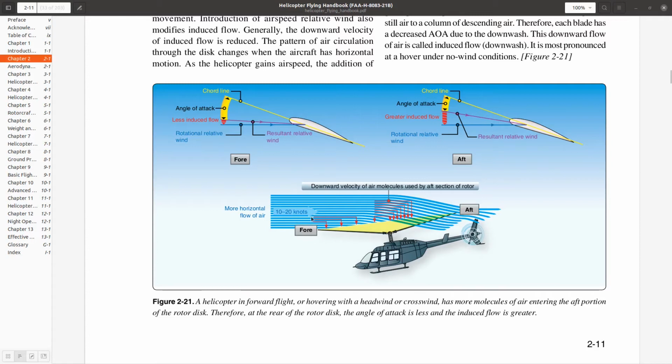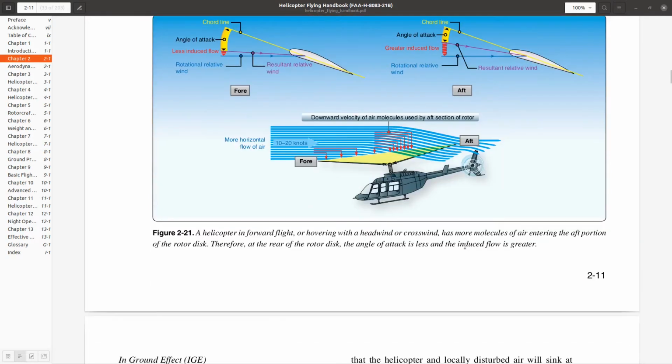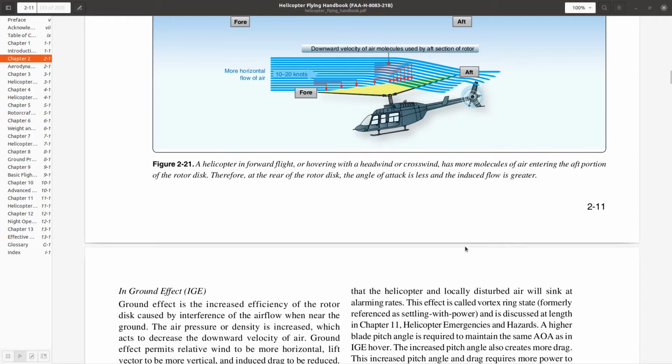So you're going just a few knots. What can happen is it's going to say, oh, well, I'm more efficient here and less efficient there. So it's going to try to tip up on you. And this is one of many effects that you get with a helicopter.